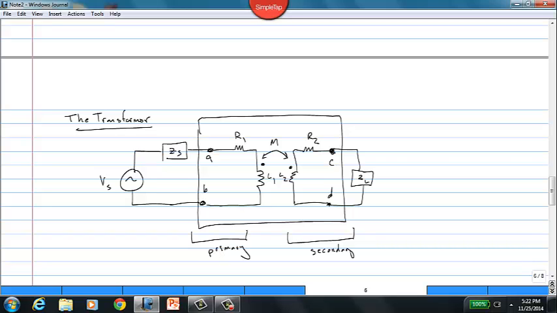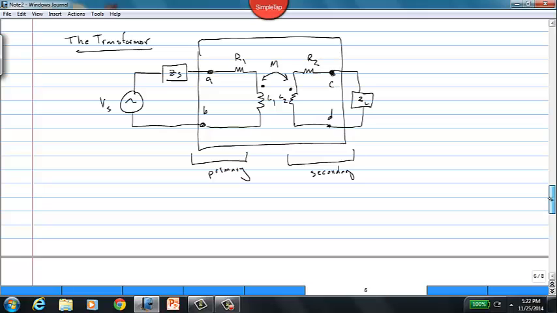So basically what we need to do is apply mesh current analysis to this transformer model. What that means is that we've got two currents that are going to flow, two mesh currents. So I'm just going to draw a current here, I1, and another current that flows here, I2.